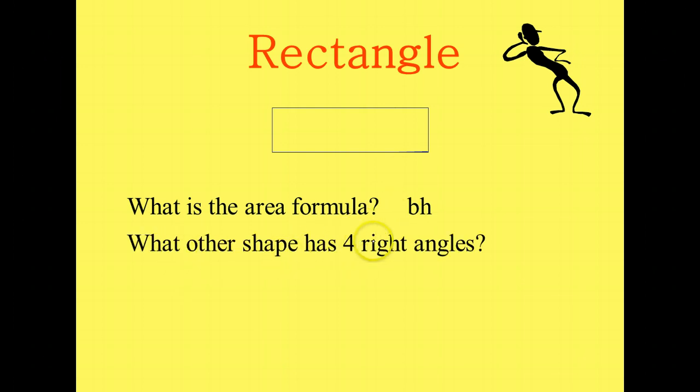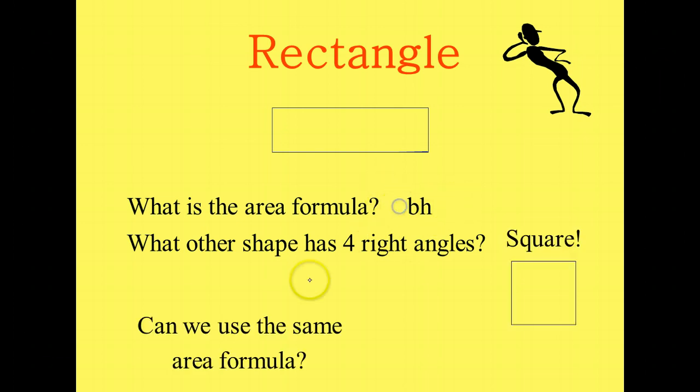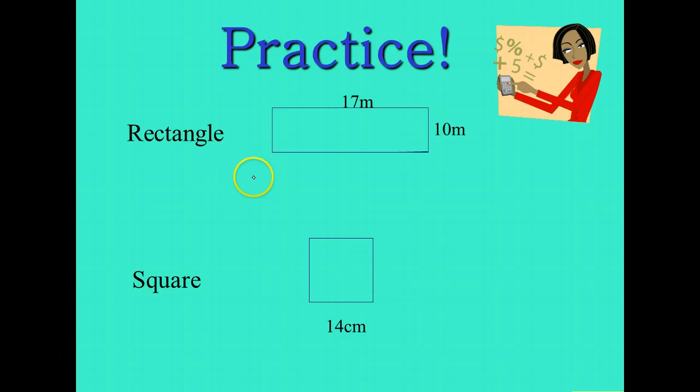So what other shape has four right angles? Of course, a square. So can we use the same area formula? Of course, it's base times height for a square. Go ahead and practice. Go ahead and find me the area of those two shapes.